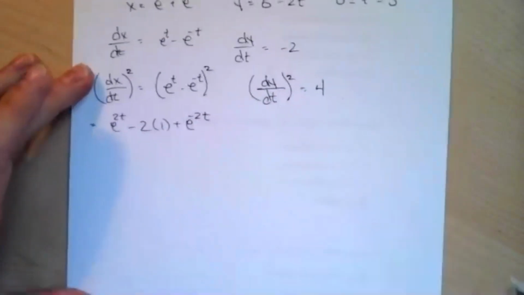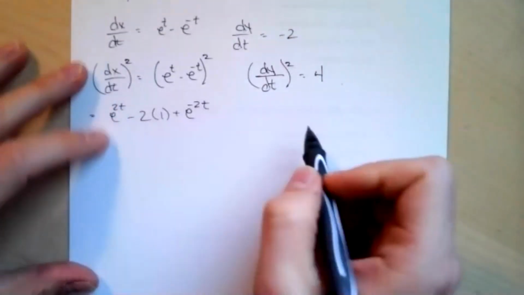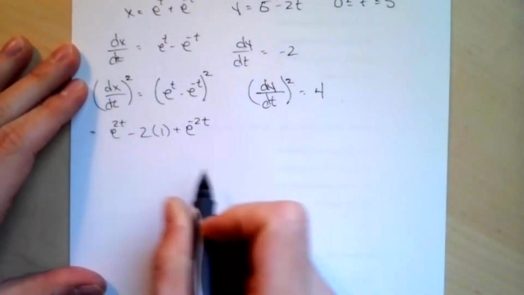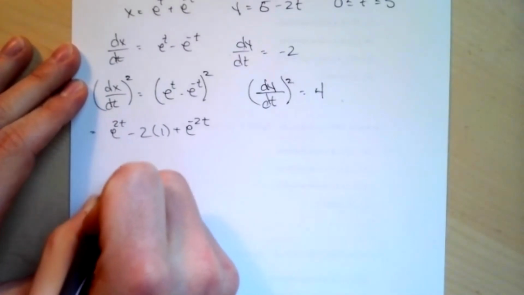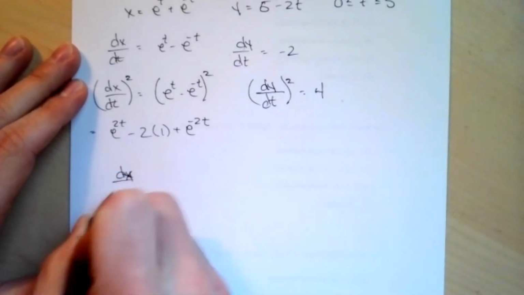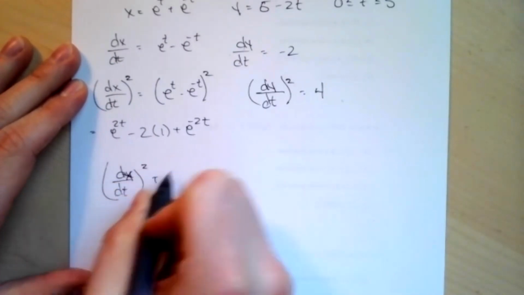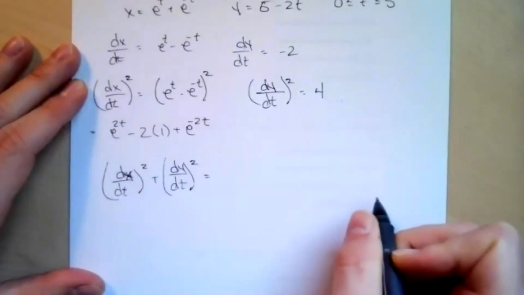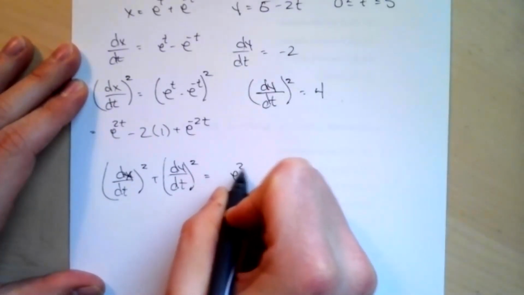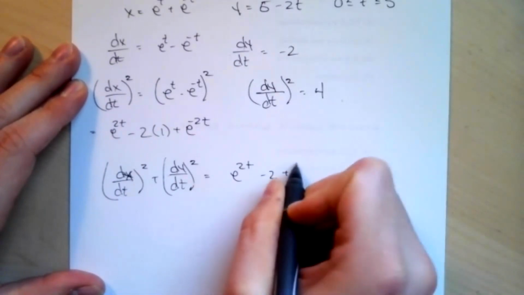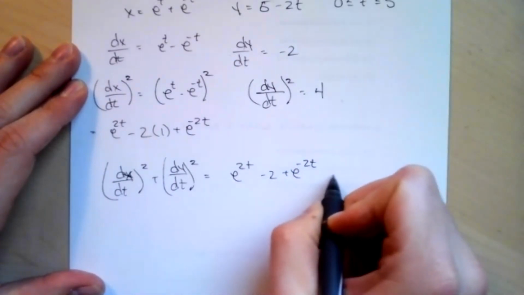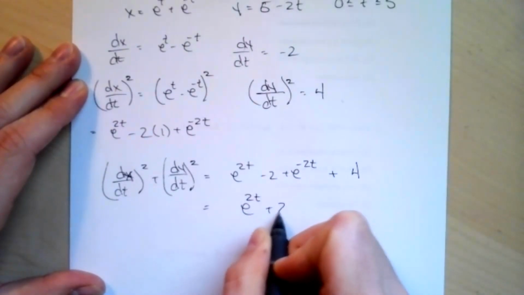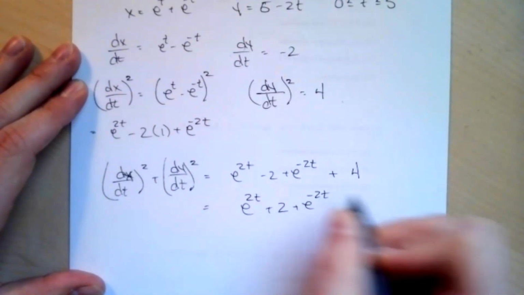And so we can even add those if you want to do a lot more of the scratch work outside of the square root. Sometimes it's easier to just organize while you have the space to write it all. If we want to write out our dx/dt squared plus dy/dt squared, it is going to be equal to e^(2t) minus 2 plus e^(-2t), and then plus 4. So it simplifies quite nicely: e^(2t) plus 2 plus e^(-2t).